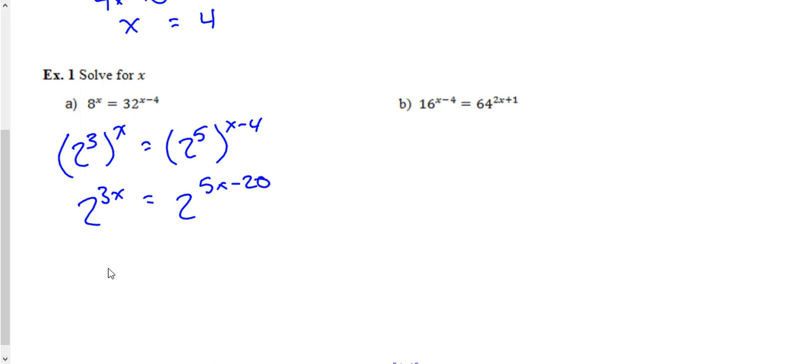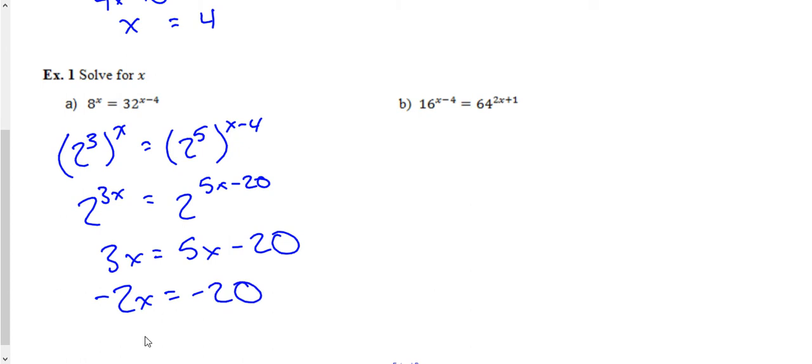And again, I can drop my bases, so I have 3x equals 5x minus 20. And I want to isolate for x here, so I'm going to move my x all to the left and leaving my numbers. So I have minus 2x here on the left equals minus 20 here on the right, dividing both sides by negative 2, x equals positive 10.